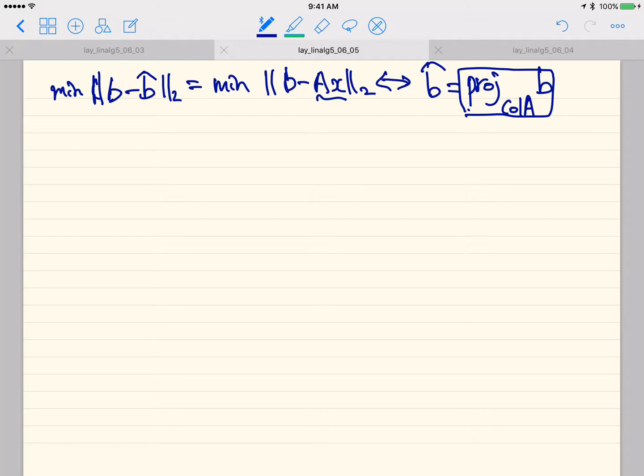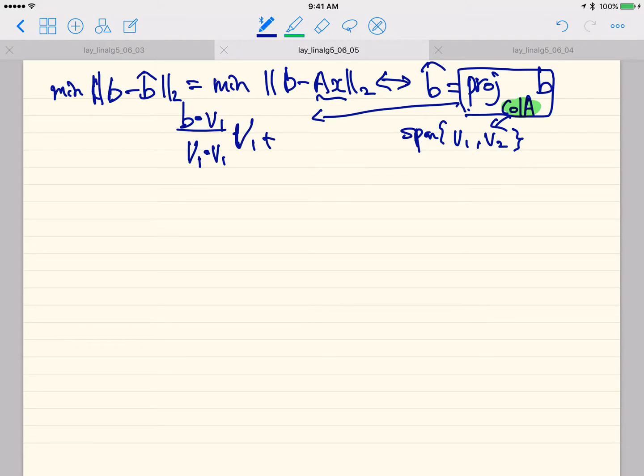So if we have the orthonormal or orthogonal basis for our subspace, suppose this column space, which is just one kind of subspace, was spanned by maybe V1 and V2. They are orthogonal to each other. In that case, how do you obtain this? So this one is B dot V1 over V1 dot V1 times V1, plus B dot V2 over V2 dot V2 times V2, right? You guys know that, right?